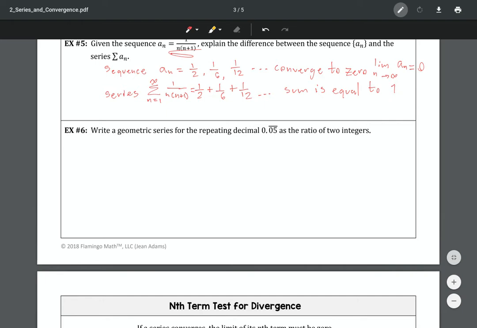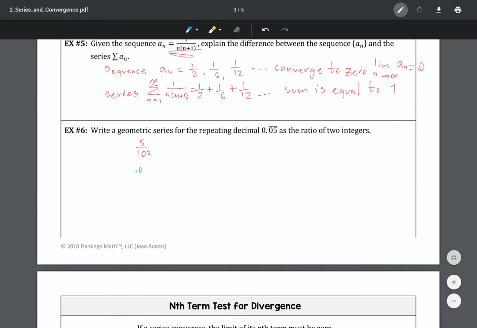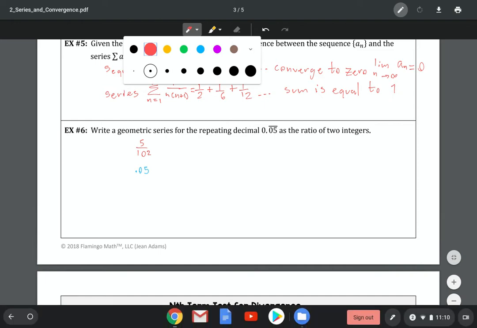All right. So this one's a little bit weird, but we're going to write a geometric series for the repeating decimal 0.05. So 0.05 repeating. You can probably agree with me that if I was just looking for 0.05, that would be the same thing as 5 over 100, 100 being 10 squared. So 5 over 100 is 0.05. But remember, I'm not just looking for 0.05. I want to find it as a ratio of two integers.